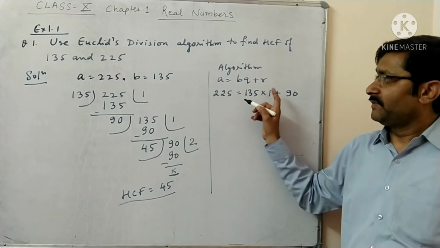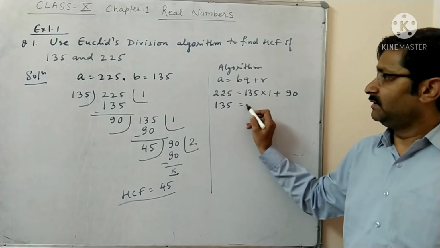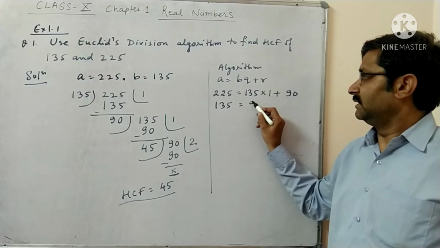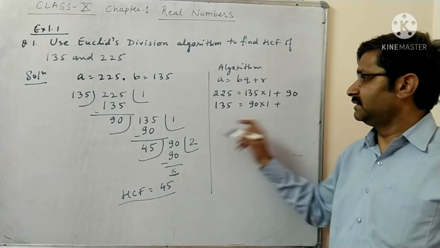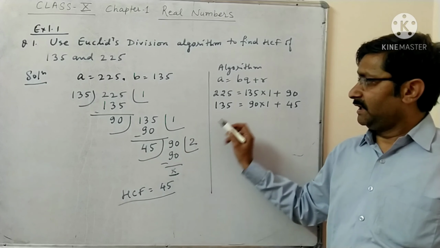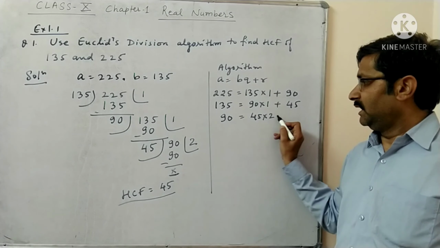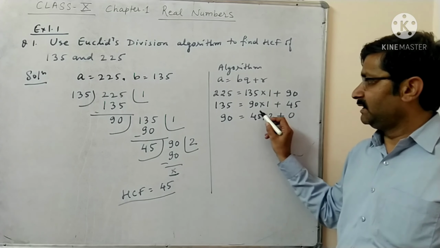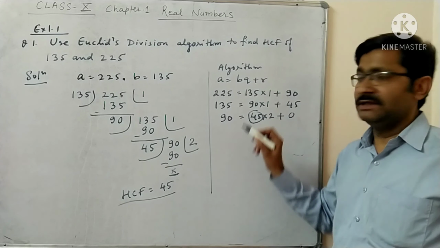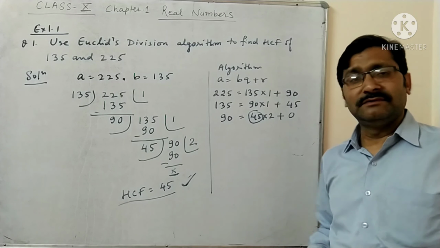Next, we can write 135 equal to 90 into 1 plus the remainder 45. Now 90 we write as 45 into 2, and the remainder is 0. When the remainder is 0, this B is the HCF, so the HCF is 45.